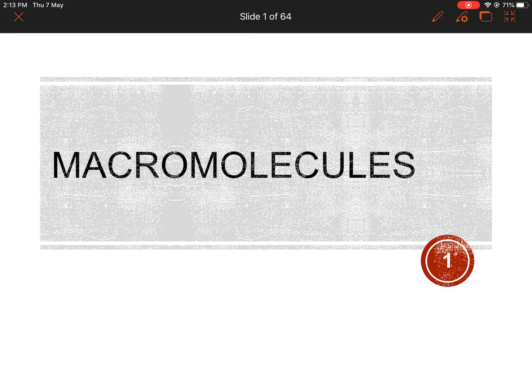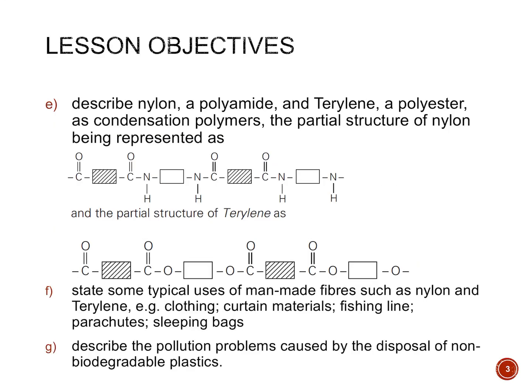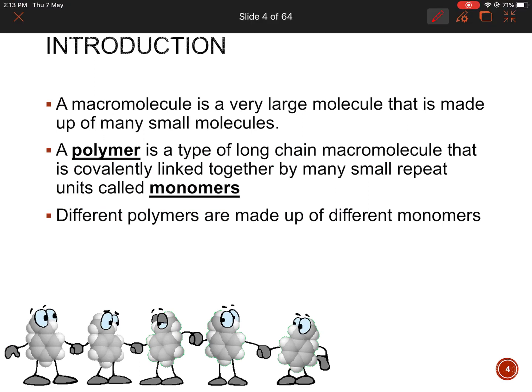Today's video will be on macromolecules. So what are macromolecules? They are very large molecules that are made up of many small molecules. So just some terminology here. We call a macromolecule a polymer, and it is made up of many repeated units of small molecules, and that small molecule we call a monomer. So depending on the monomer, you will get a polymer.